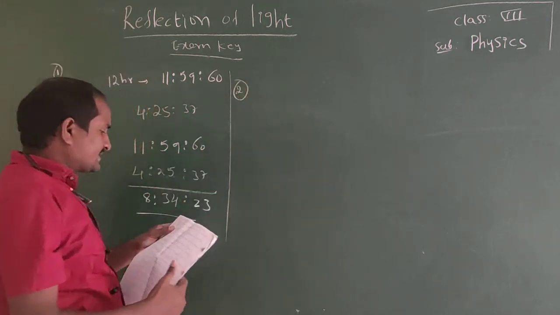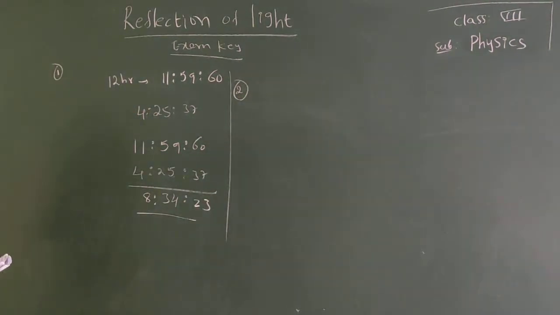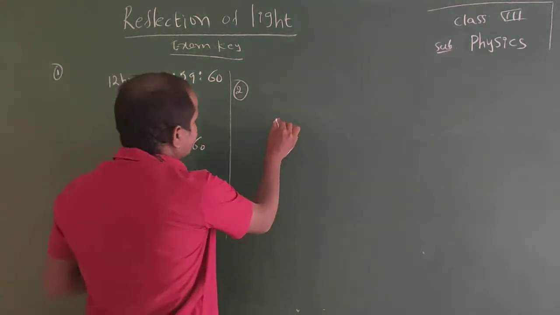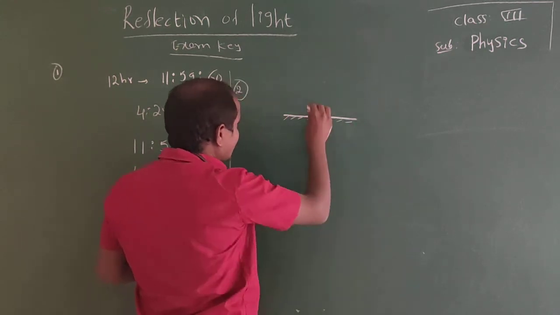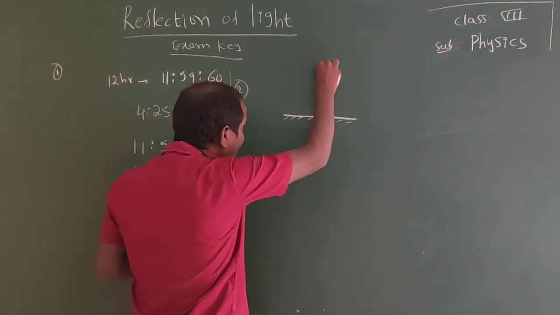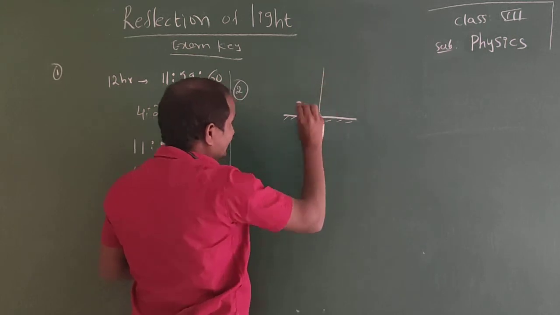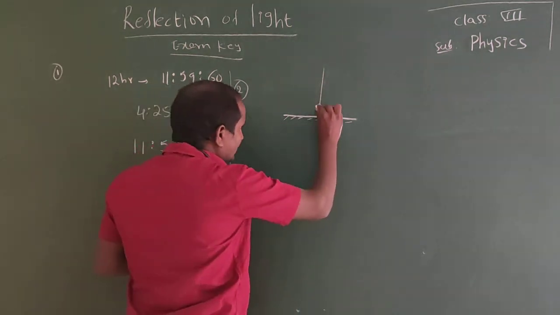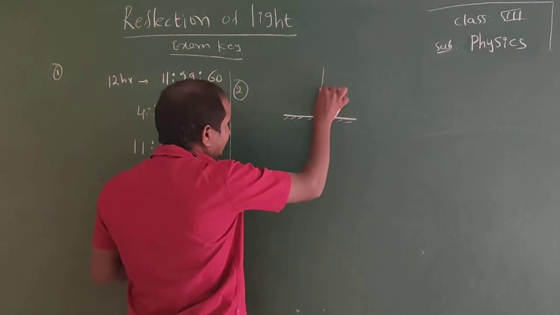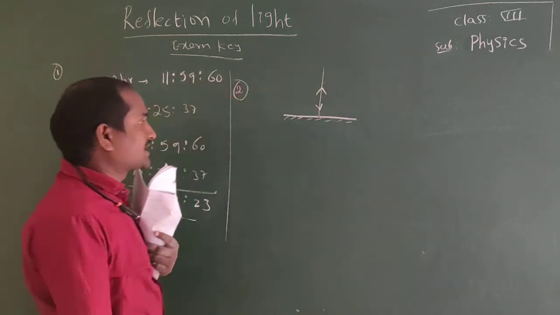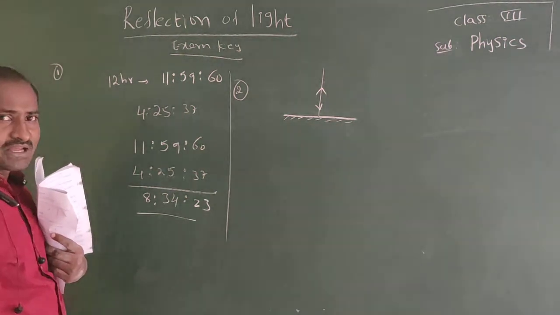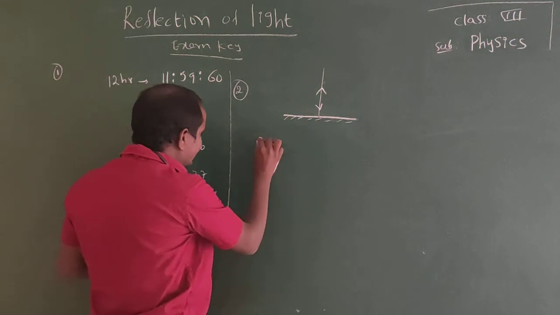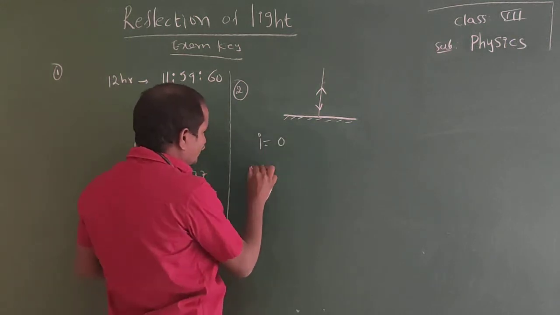A ray of light incident normally on a plane mirror. Then the angle of reflection is... it is the mirror. Okay. A ray of light incident normally on a plane mirror. It is the normal line. So it is the incident ray direction. At the same time, the reflected direction is also the same. The ray of light incident normally on a plane mirror. Then the angle of incidence here, I equal to 0.